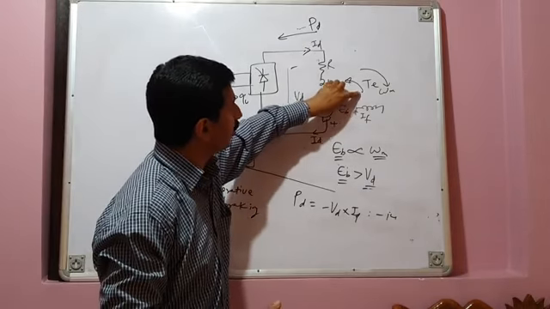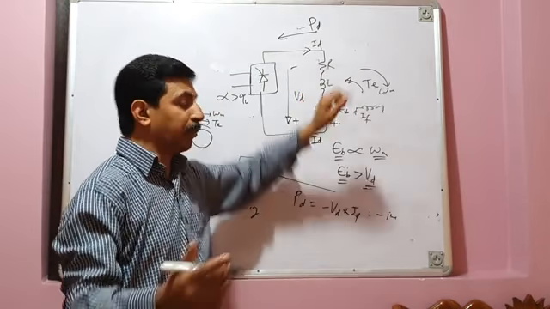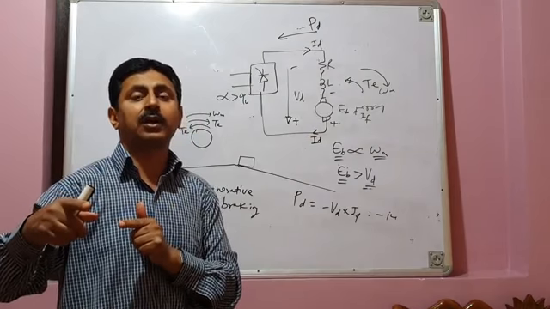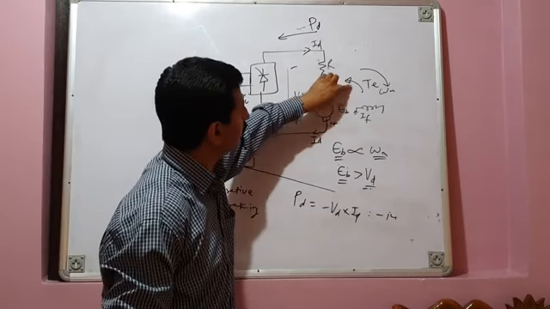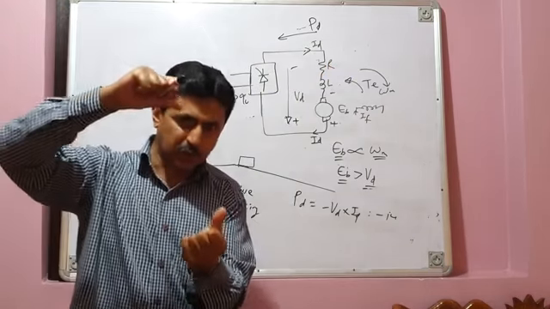And why is it called braking? Because the direction of electromagnetic torque in the generating mode is opposite to the direction of electromagnetic torque in the motoring mode. So the direction of electromagnetic torque is opposite to the motion of the machine. So it slows down the machine.